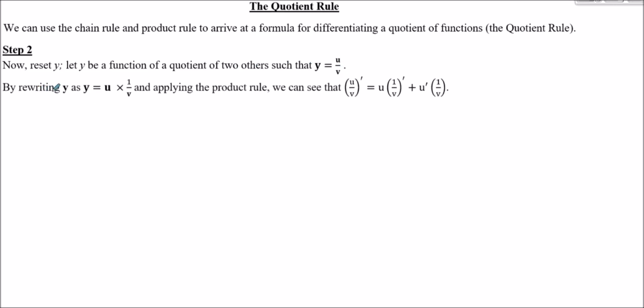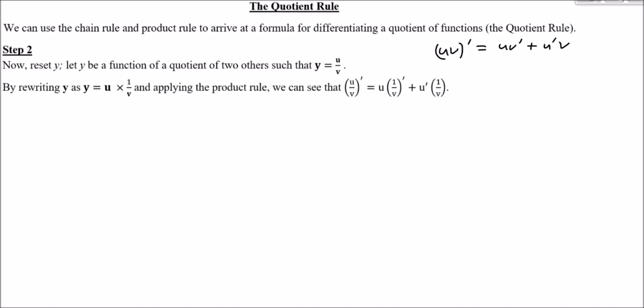So again, rewriting y as y equals u times 1 over v, remember 1 over v from step 1, and applying the product rule, we can see that u over v dashed is u times 1 over v dashed plus u dashed times 1 over v. So that's just applying the chain rule. So the chain rule, sorry, the product rule. The product rule, uv dashed, remember, is u v dashed and then plus u dashed v.